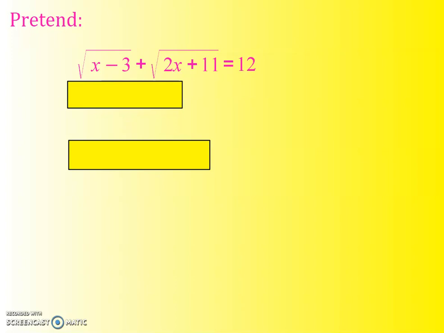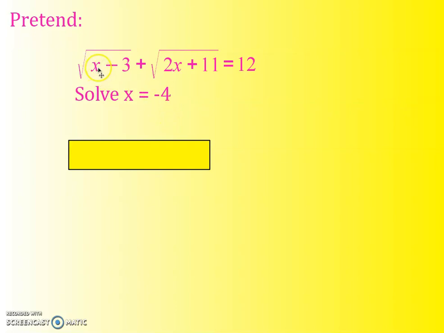Let's look at this next one. We're going to pretend like we solved this equation. We didn't, but let's pretend that we get x equals negative 4. We're going to plug the negative 4 in the x spots. You've got two radicals. You've got to plug them in both.